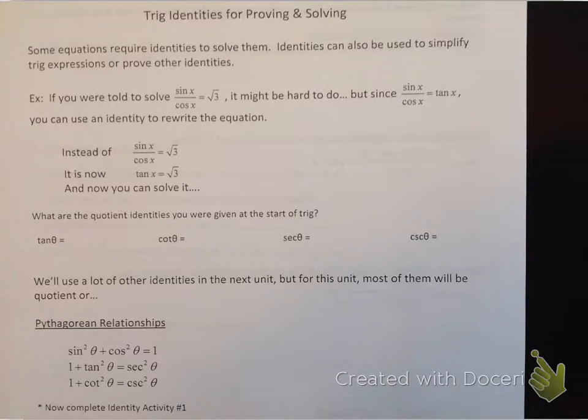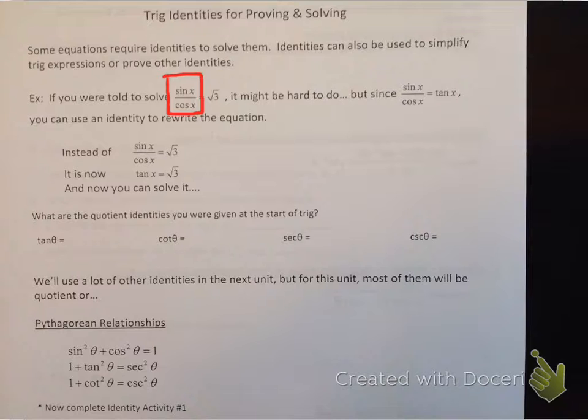Okay, so this first example is one we're not actually going to solve. It's just an example of why we need these trig identities. If you look at this first equation, it says that sine divided by cosine is equal to the square root of 3. And that means it's got two different trig functions in it. So we could not just use inverse trig to solve it.